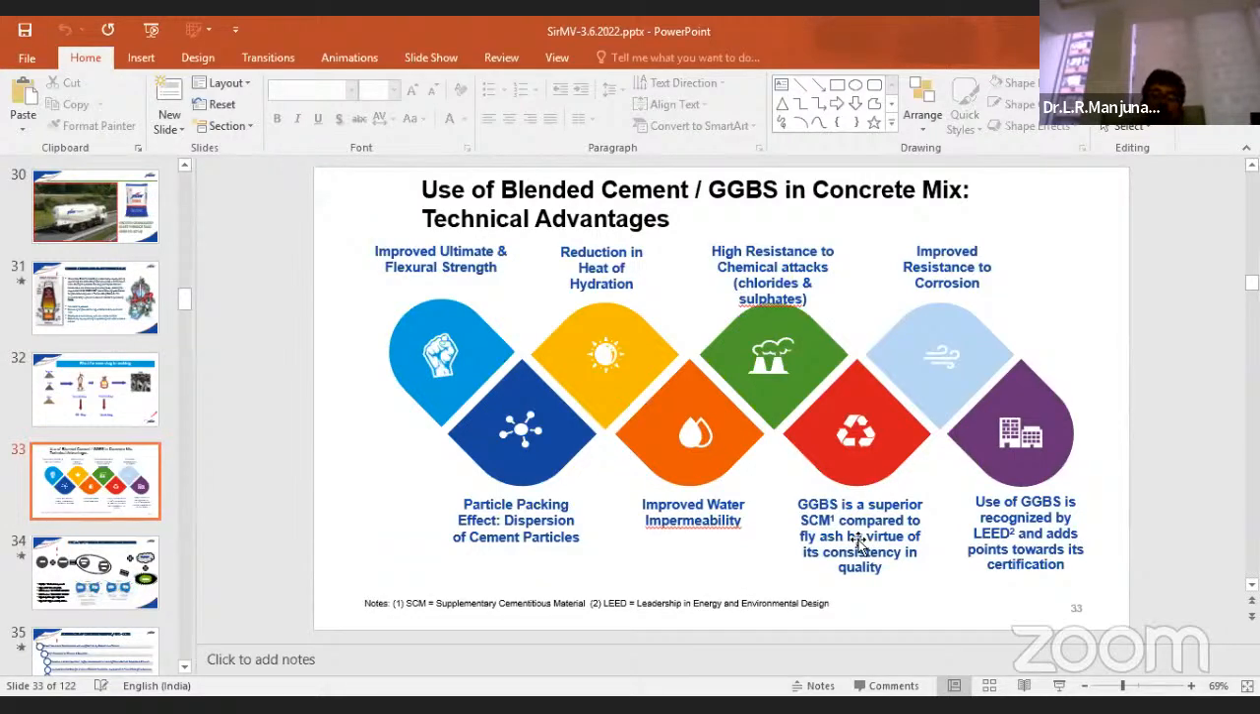When we use this product in concrete making or in blended cement, we are going to get many benefits. I am going to explain them one by one. We get improved ultimate strength and flexural strength. The heat of hydration is reduced so that there is no cracking. There is high resistance to sulfates and chlorides, improved resistance to corrosion, very good particle packing, and improved water impermeability. GGBS is a superior SCM, and we also get LEED certification. So these are the 8 benefits. There are many more, but I'm just listing the important 8 benefits for using this product.